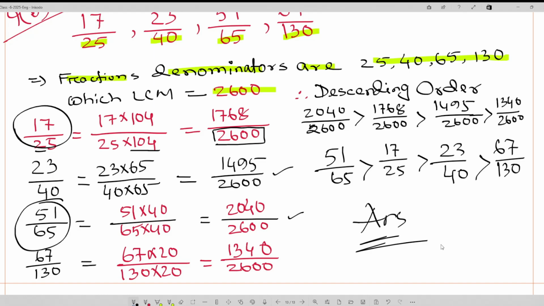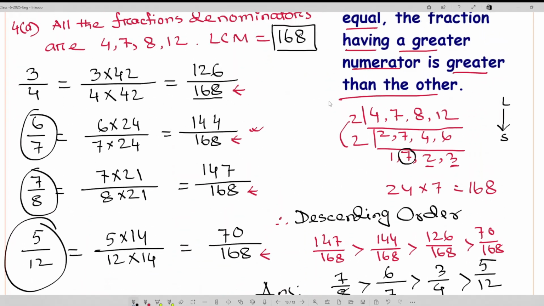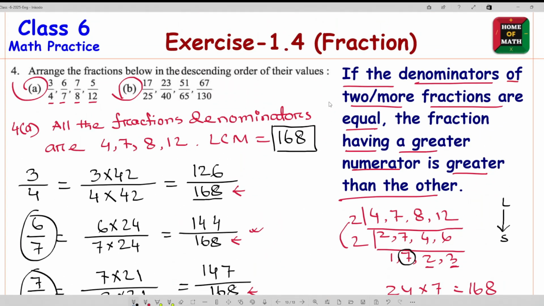So thank you very much for being with me. Today in the video we tried to solve numbers 3 and 4, where we tried to get the ascending and descending order of the fractions, and this is the second part of exercise 1.4, class 6 math, English version.